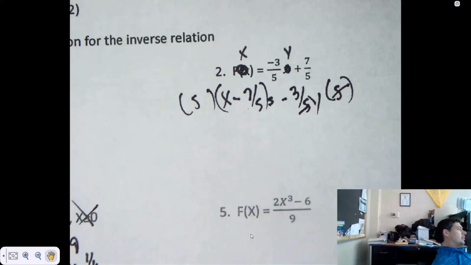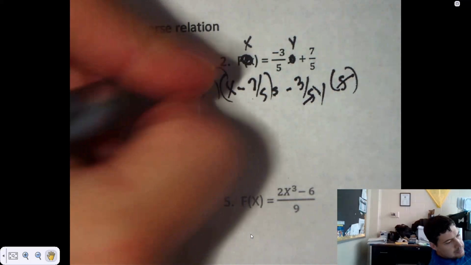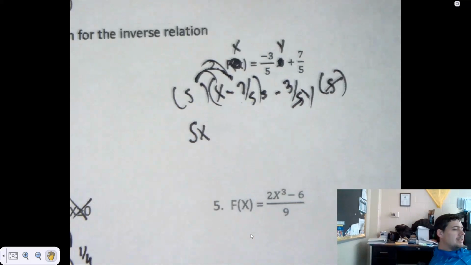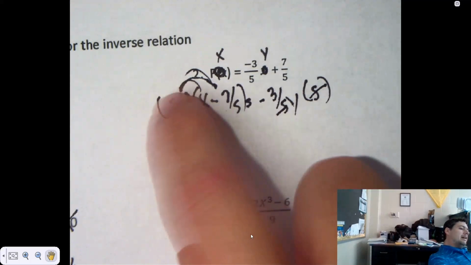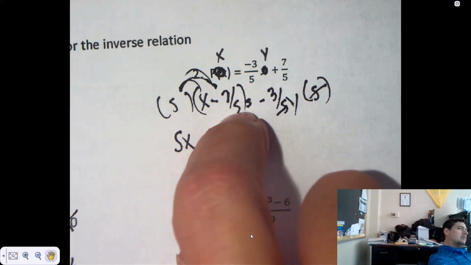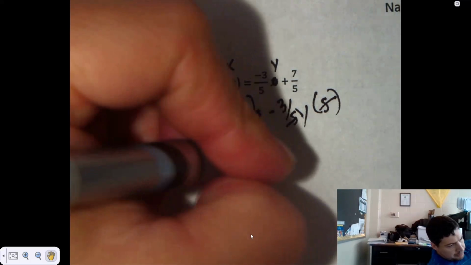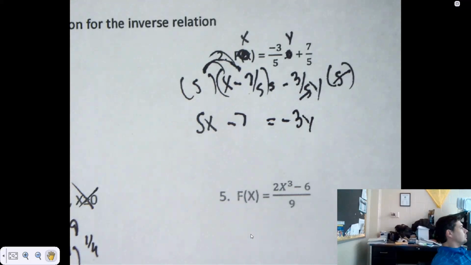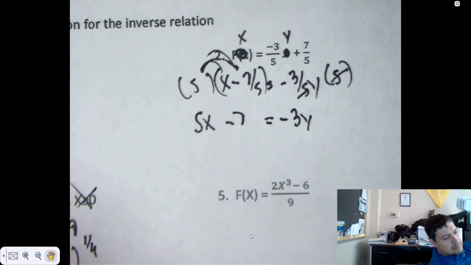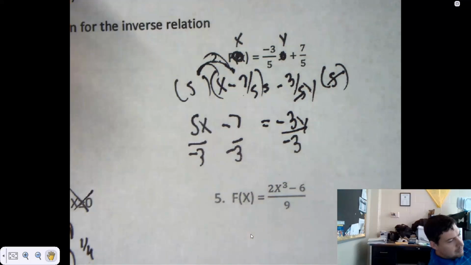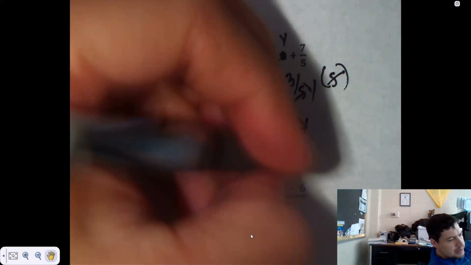Now what do you need to do with that 5 on the left? Distribute. 5 times x is 5x. When you distribute to this negative 7/5, you have a 5 up high, 5 down low. They cancel out, so minus 7. And that's equal to a negative 3y. Divide by the negative 3. So you'd have a negative 5/3 x.